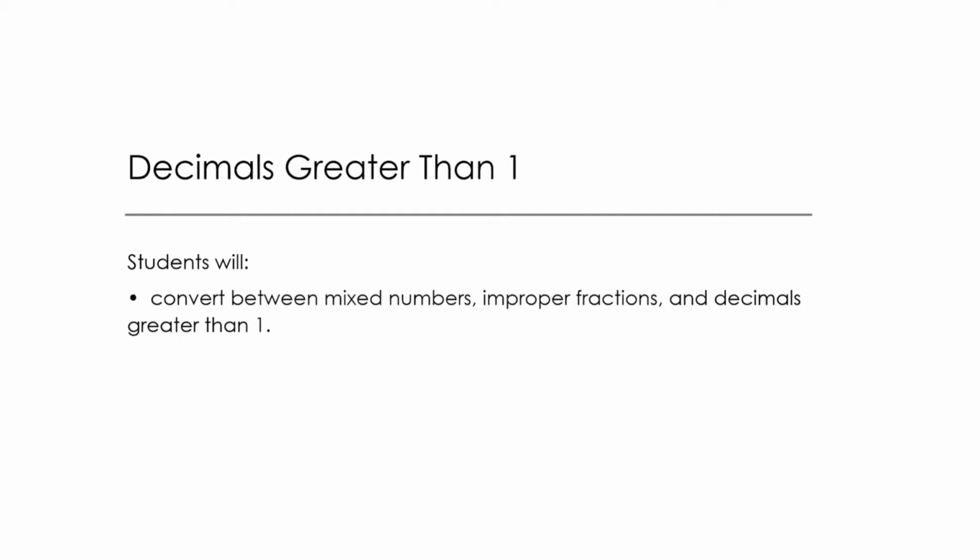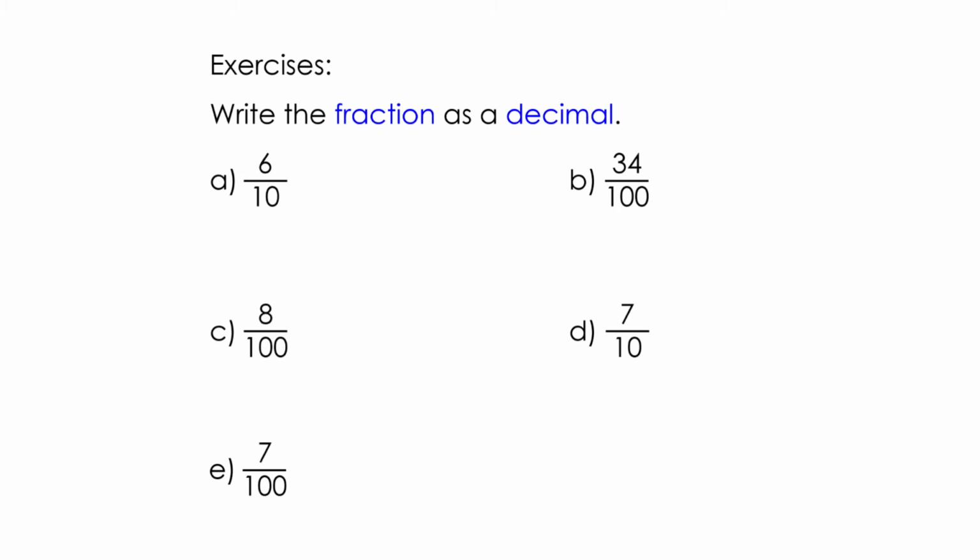Welcome back. Today we are going to talk about decimals greater than 1. So let's get started. Here we have 5 examples of fractions that we are going to write as decimals. So we're going to look at the first one here. And if you recall, what you need to do is divide the numerator. So in this case, 6 divided by 10 gives you the decimal. That will come out to 0.6.